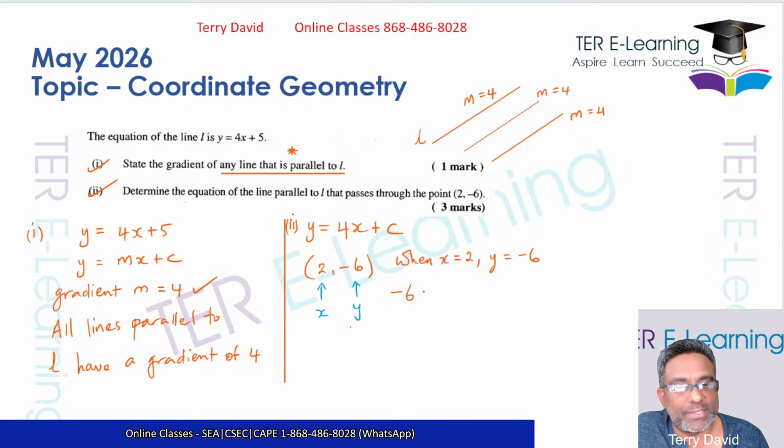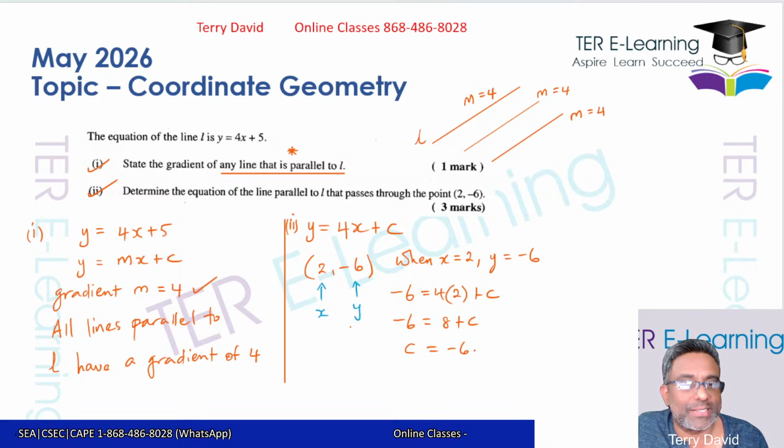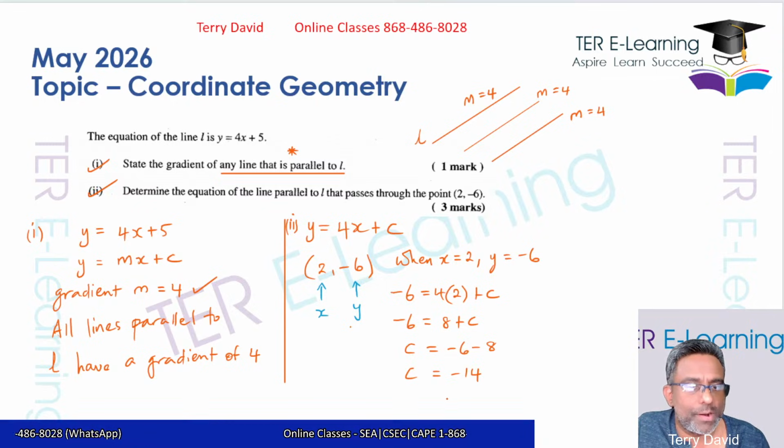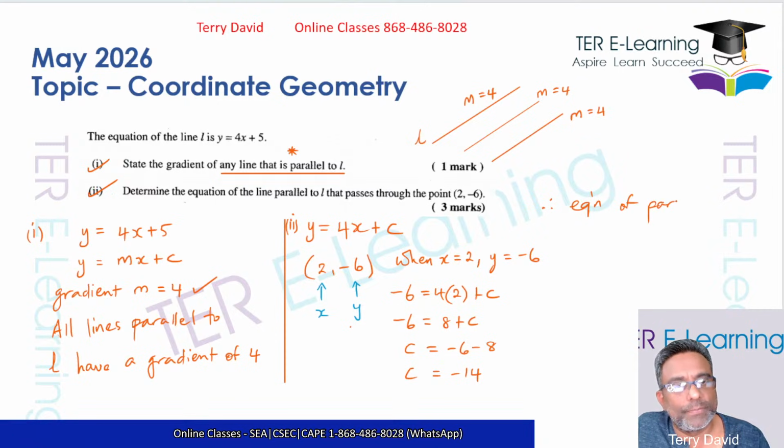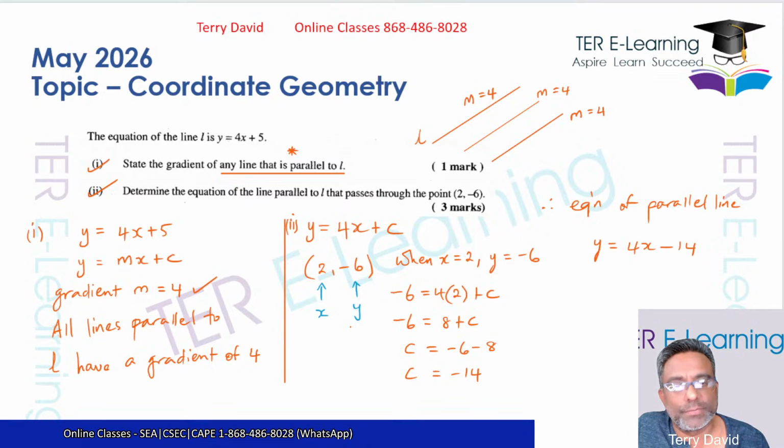So we're going to get minus 6 is equal to 4 multiplied by x, which is 2 plus c. So minus 6 is equal to 4 2s are 8 plus c. So therefore c is equal to minus 6 minus 8. So therefore c is equal to minus 14. Okay. So therefore the equation of this parallel line is going to be y is equal to 4x minus 14.